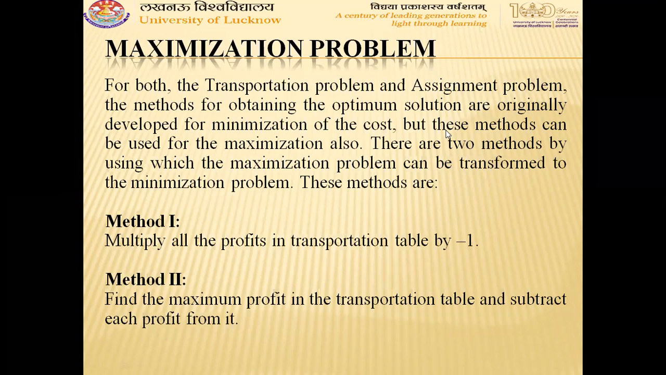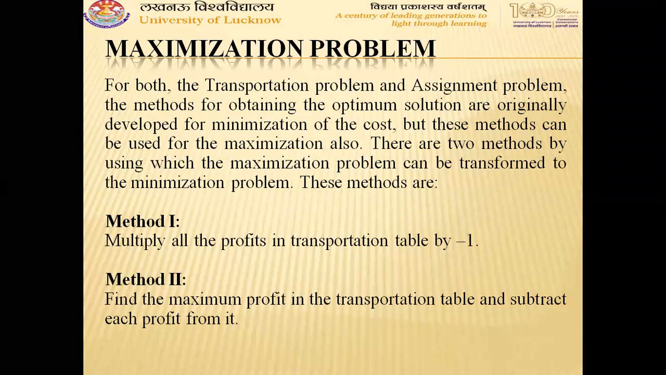In case of a maximization problem, we can convert it into a minimization problem using either of the following two methods. Method 1 states that we multiply all the profits in the transportation table by minus 1. It may be a transportation table or an assignment table, whichever the problem is. If it is a transportation problem, then all profits will be multiplied by minus 1 in the transportation table. If it is an assignment problem, then each and every entry in the assignment matrix will be multiplied by minus 1.